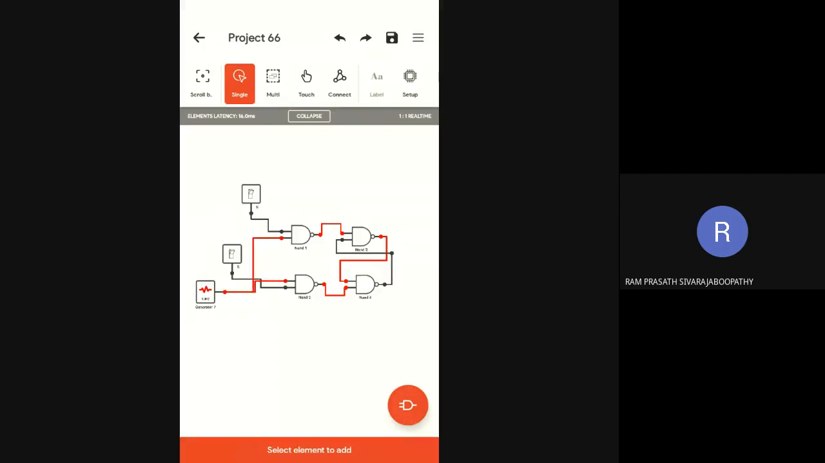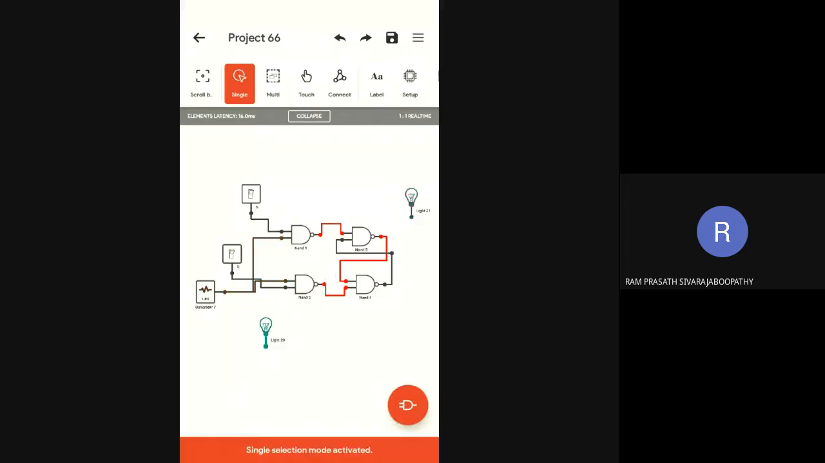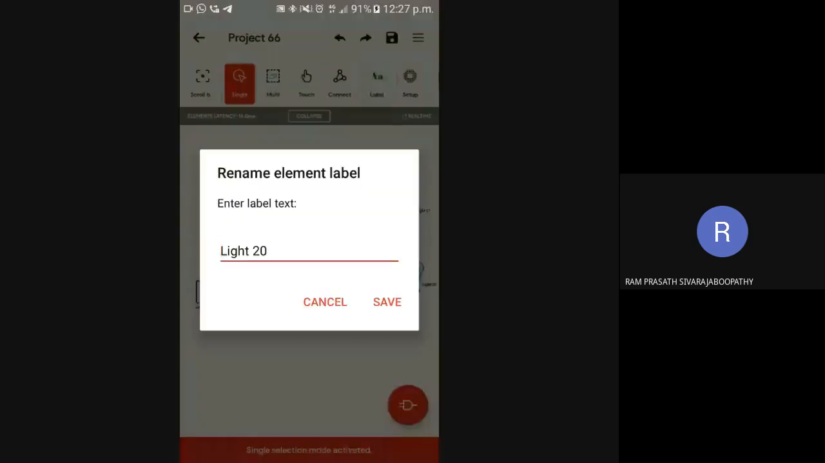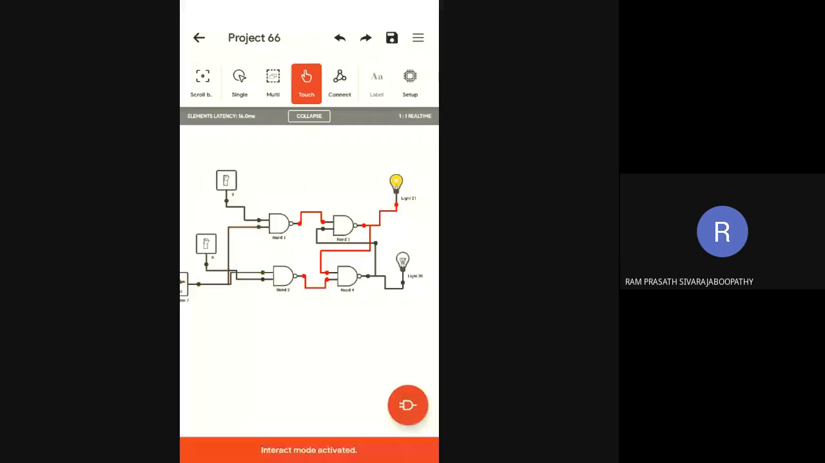So for output, I am going to have two lights. One is for Q, the other one is for Q bar. Okay, so now we can consider the initial condition is, wait a minute. So the above one is Q, we will label it. The below one is Q bar.